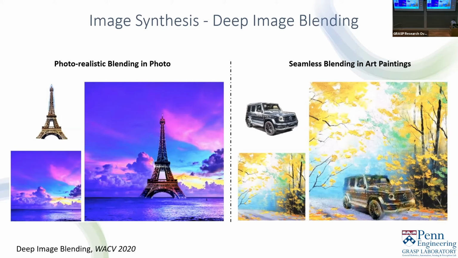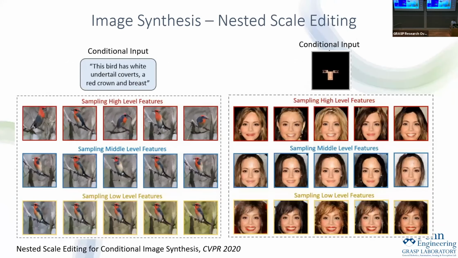We take some inspiration from Poisson image editing, which is a very old tool, and we make its original optimization problem into a differentiable, iteratively solved optimization problem, and we were able to achieve photorealistic image blending on real images, as well as on art paintings.